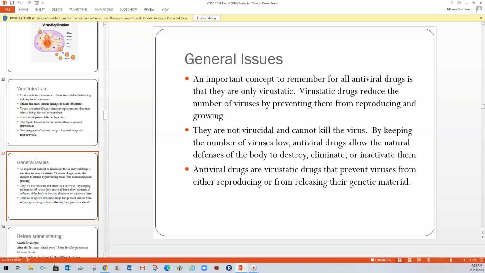By keeping the number of viruses low, antiviral drugs allow the natural defense of the body to destroy, eliminate, or inactivate them. So they don't kill the virus like antibiotics do with bacteria. They just prevent them from reproducing and growing. Antiviral drugs are virustatic, and that prevents viruses from either reproducing or from releasing their genetic material.